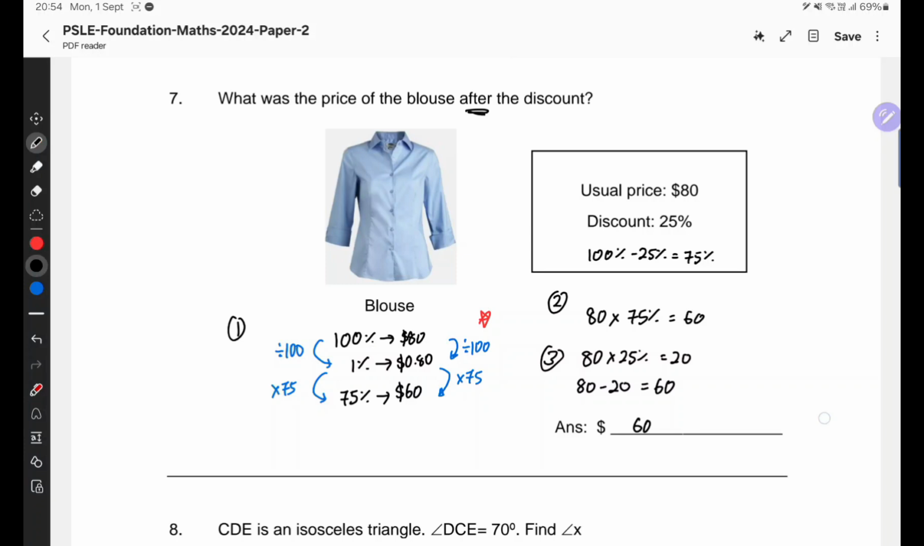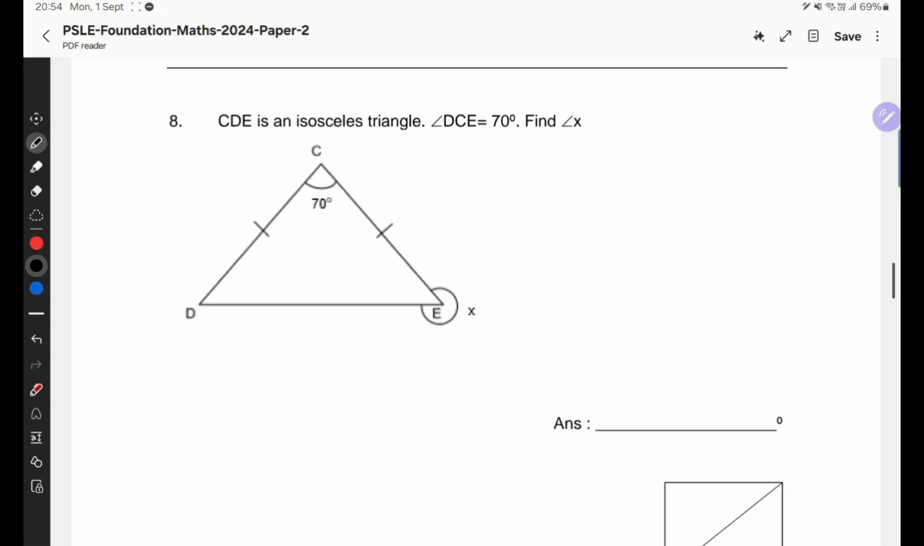Okay, now moving on to question 8. CDE is an isosceles triangle, which means that 2 sides are the same. In this case, CD and CE are equal length. So it's denoted by these 2 lines over here. Angle DCE is equal to 70 degrees. Find angle X. So we need to find what is this angle.